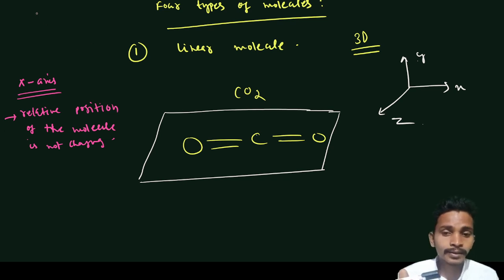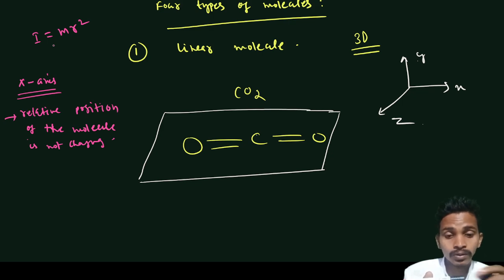That moment of inertia is equal to... we have discussed that moment of inertia is equal to mass into r square. This r is the distance between the center of gravity and the molecules, and this is the mass. So this moment of inertia is somehow related with the mass. Since the molecules are not changing their relative positions while rotating along the x-axis, I am not applying much force.